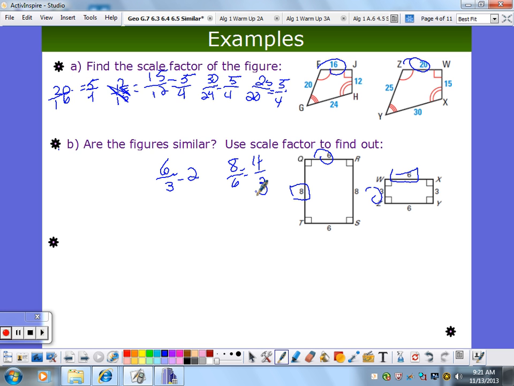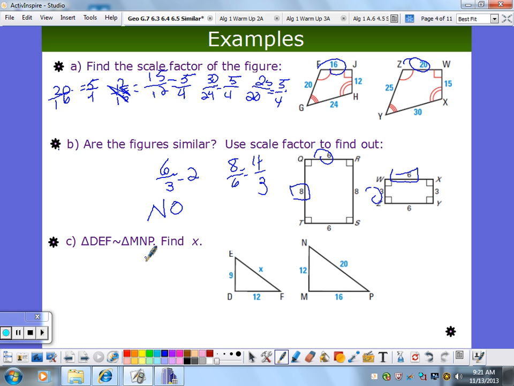Okay, so do they all have the same scale factor? So are these in proportion? Are they similar? No, they are not similar, because all the sides don't have the same scale factor. And we need that same scale factor. Alrighty? Let's see if we can find X.